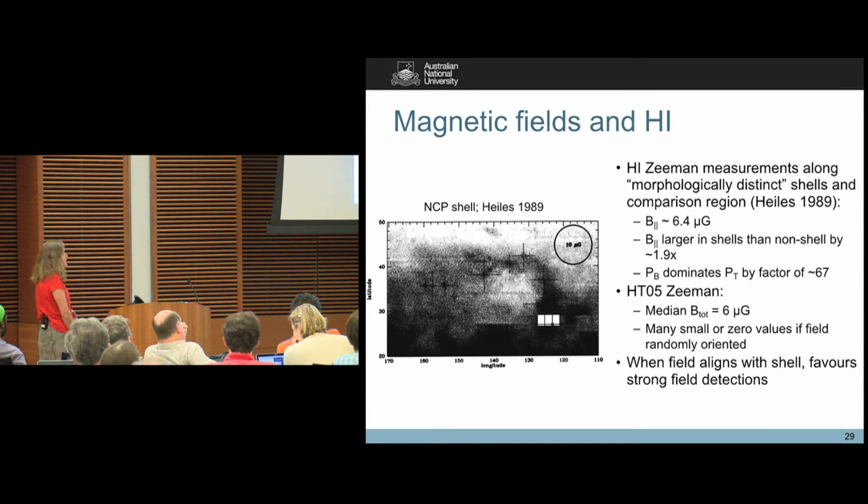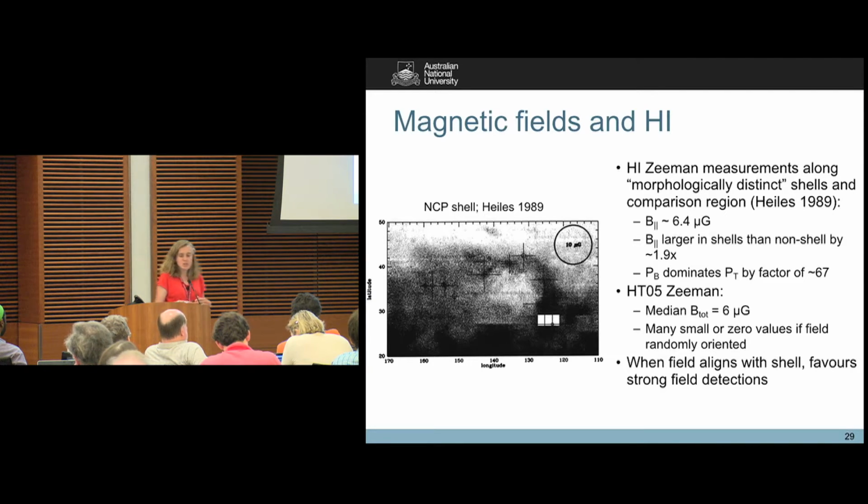Many small or zero values if the field is randomly oriented. But when you go to areas where it's morphologically distinct, like these type of things here, where the field must generally align with the shell, it favors stronger detections. And that's why you see this kind of difference that was found in the shell versus non-shell region.